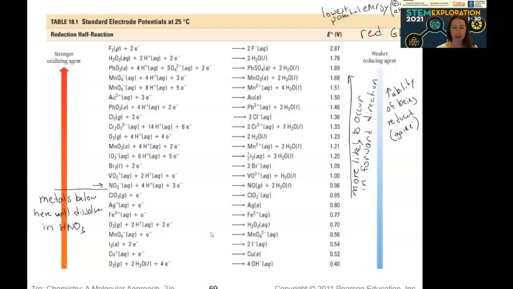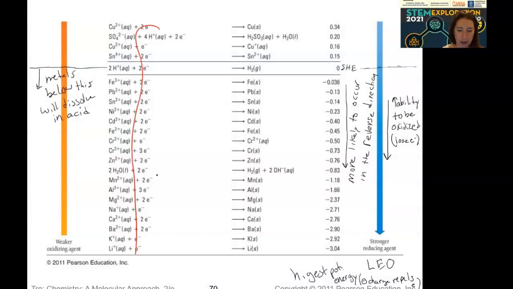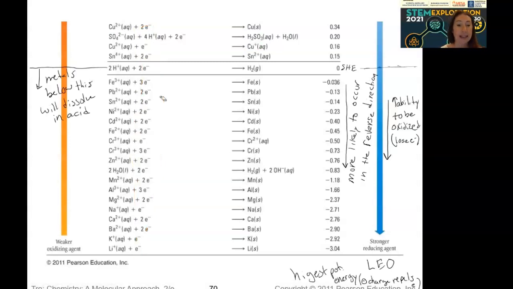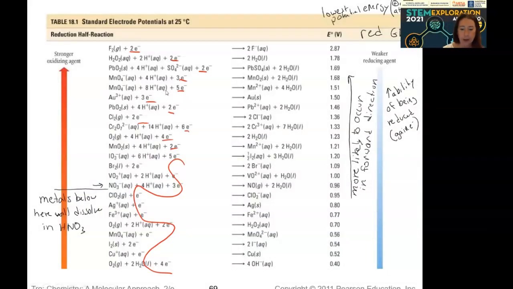Okay, so here is the table. For example, you're going to see here, these are all written as reductions, right? Reduction gains electrons. Look at these electrons. And here's the second half of the table. Everything is written as a reduction. Doesn't mean it's going to go that way. We just needed a universal way to write it so everyone knew what we were talking about. Otherwise, the positive, negative numbers become very confusing. So now let's look at our first one. Just let me erase all this.